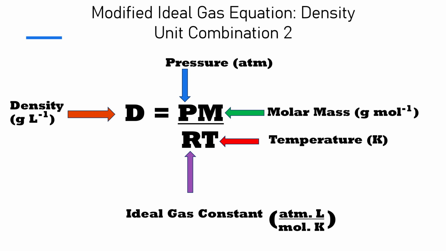So for the second unit combination, we have density in grams per litre equals pressure in atmospheres multiplied by molar mass in grams per mole divided by the ideal gas constant with the units of atmospheres and litres in the numerator of the fraction and moles and Kelvin in the denominator of the fraction, and we multiply by the temperature in Kelvin. Please note that despite volume not being in this modified version of the ideal gas equation directly, we still include litres in the units for the ideal gas constant.